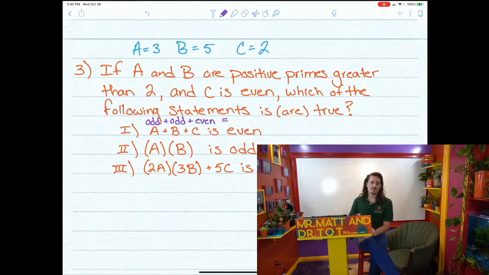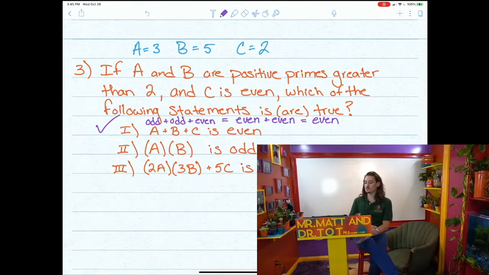An odd plus an odd, think about it, 5 plus 5, 3 plus 3, 9 plus 9. An odd plus an odd is going to be an even. So the odd plus odd gives us even. That leaves us with an even plus an even, which is going to give us an even number. So statement number 1 is true.